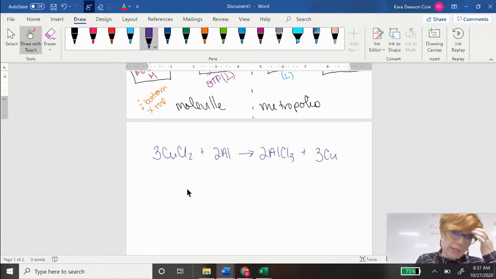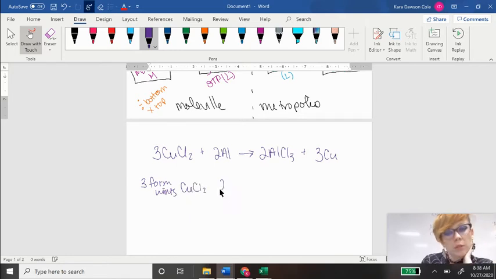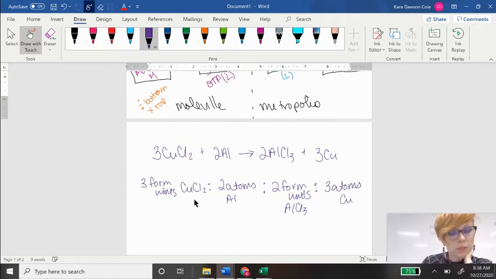Okay, we can look at this in terms of particles. So we could say that we've got 3 formula units of copper(II) chloride, 2 atoms of aluminum, to 2 formula units of AlCl3. And that's also to 3 atoms of copper. So this is an interpretation in terms of particles.